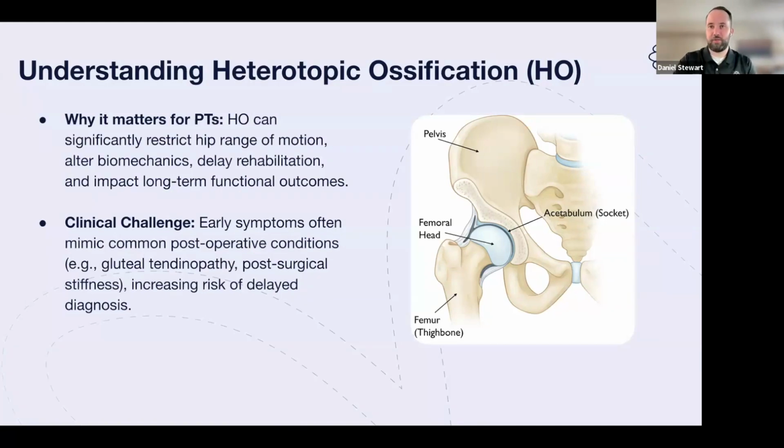Matt, I didn't know if you wanted to add anything to these first couple slides. Yeah, I think some people might not be familiar with heterotopic ossification, but it's in the literature sometimes used interchangeably with myositis ossificans. Some people delineate between the two, while others use them interchangeably.